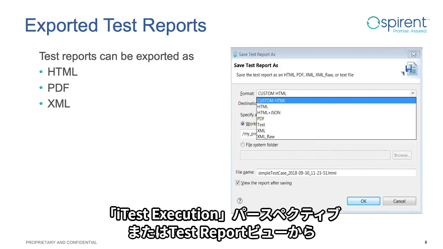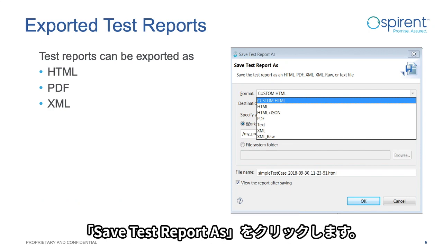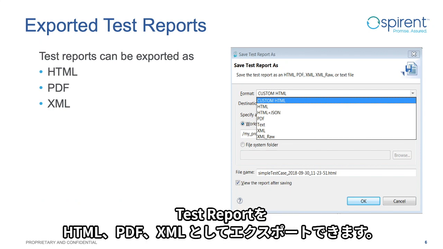By clicking the Save Test Report As button from the iTest execution perspective or from the Test Reports view, test reports can be exported as HTML, PDF, or XML.